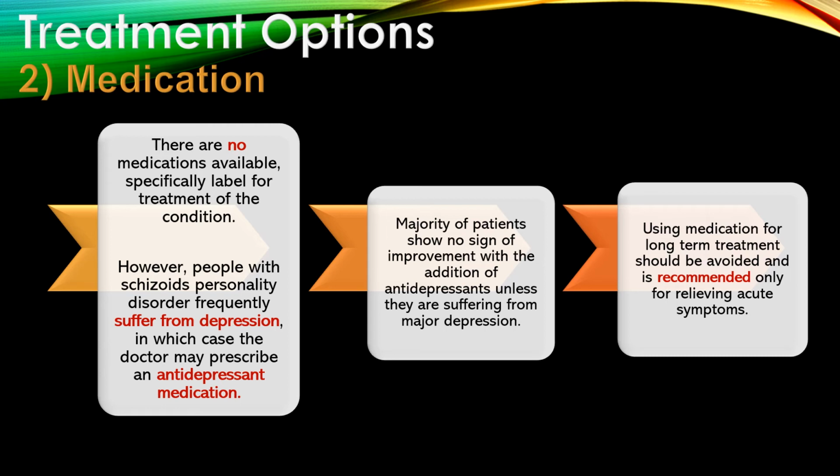Another treatment option is medication. There is no medication available specifically labeled for treatment of the condition. However, people with schizoid personality disorder frequently suffer from depression, in which case the doctor may prescribe an antidepressant medication. The majority of patients show no sign of improvement with the addition of antidepressants unless they are suffering from major depression. Finally, using medication for long-term treatment should be avoided and is recommended only for relieving acute symptoms.